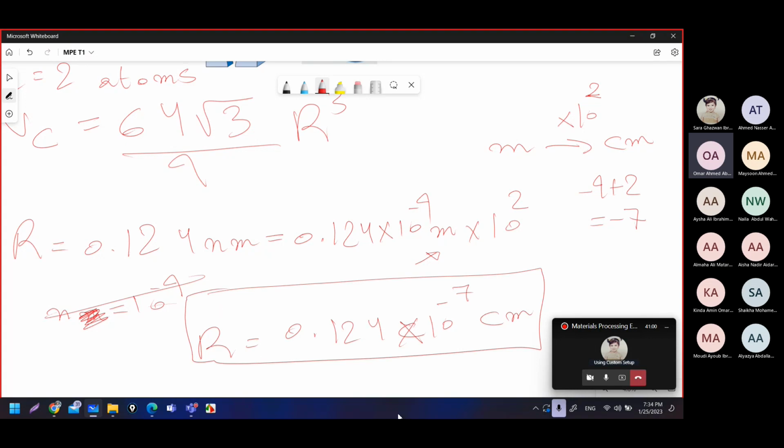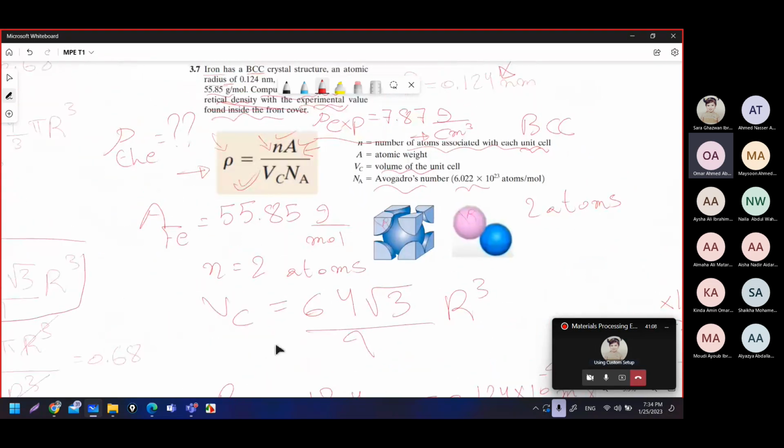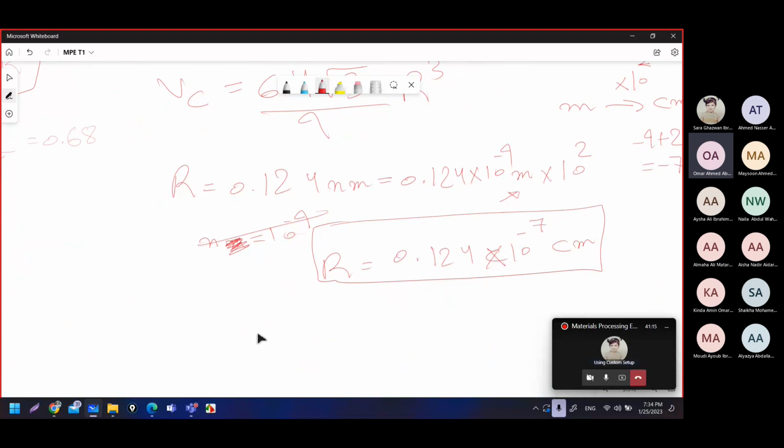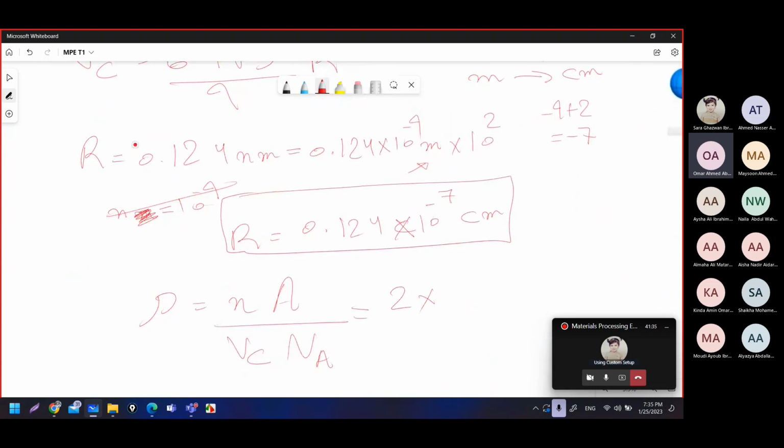When you want to calculate the density, you have to convert the radius to centimeter unit. Okay. So what is remaining is just to apply all these numbers in the equation. The equation is N times the atomic weight over the volume times the Avogadro number. We know that it is BCC structure, so the number of atoms is 2. The atomic weight is given in the question, 55.85.